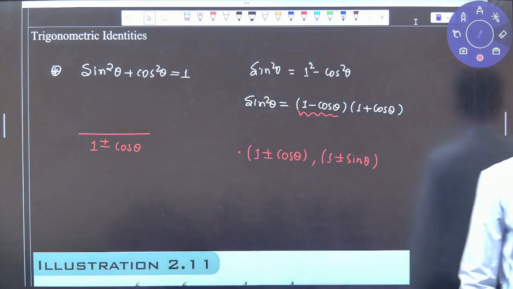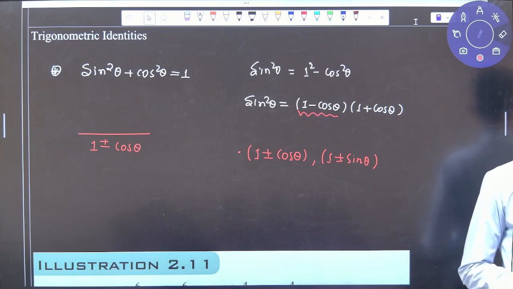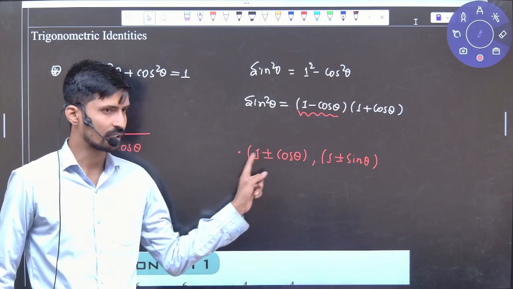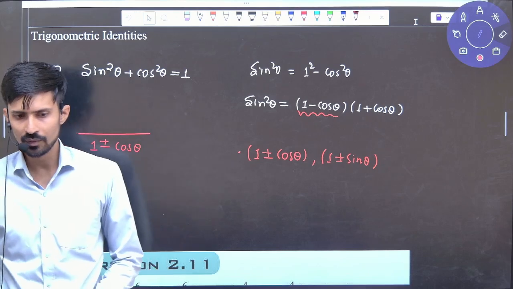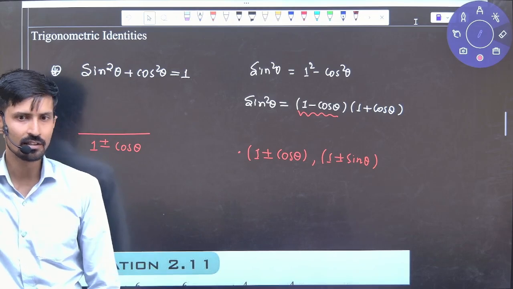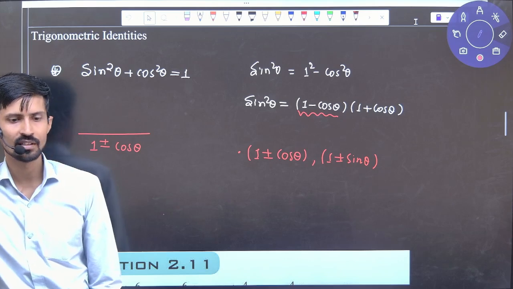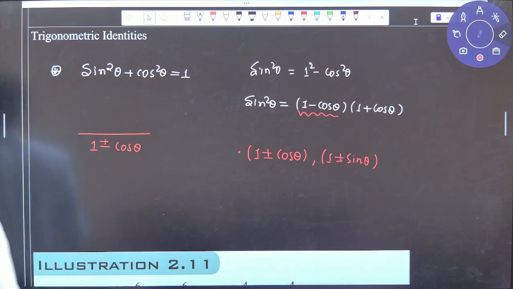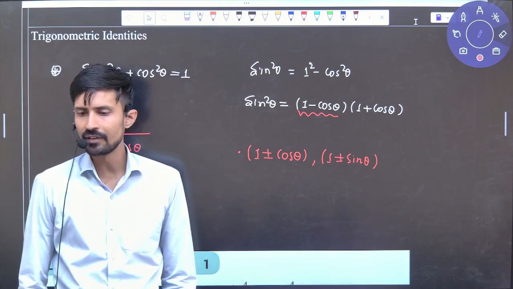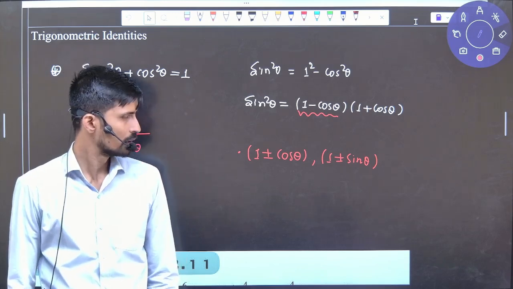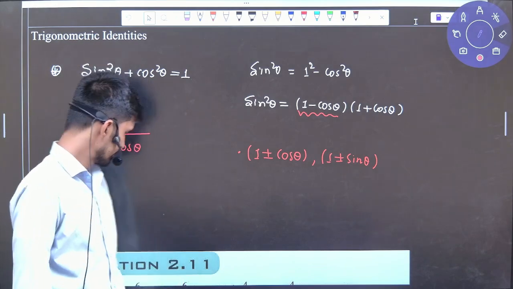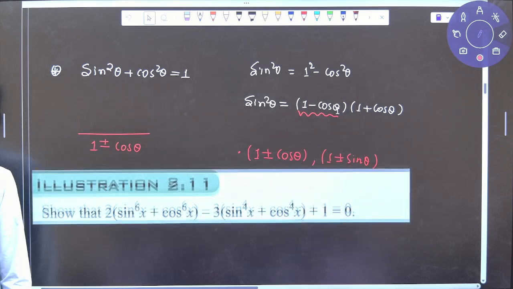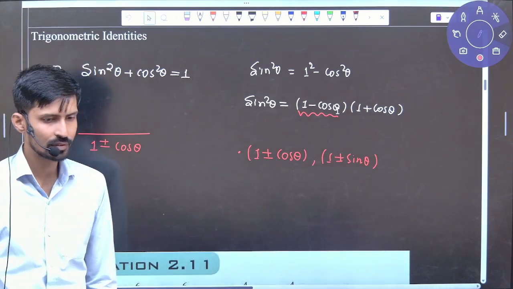And that concept is: whenever we see 1 plus minus cos theta, comma, 1 plus minus sin theta in a question, then we will multiply and divide the whole expression with its opposite sign for solving the question.